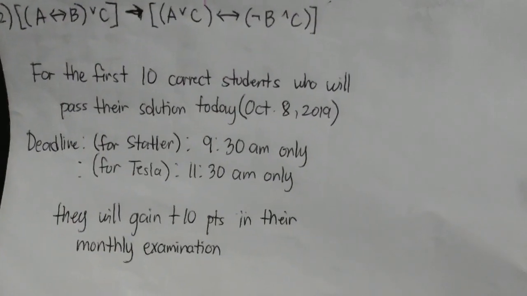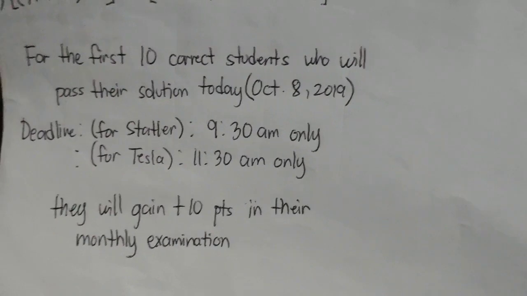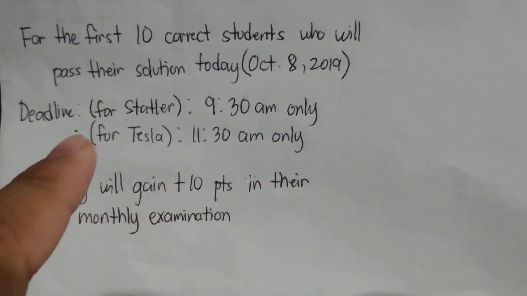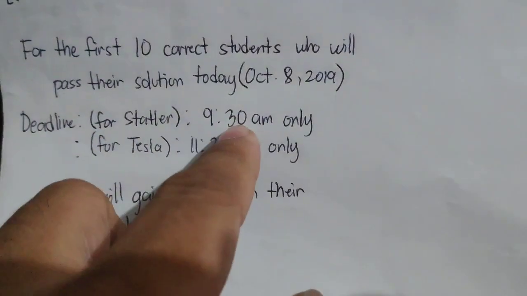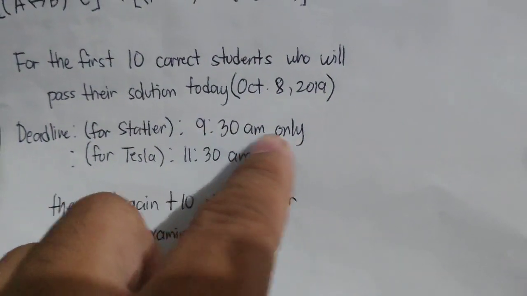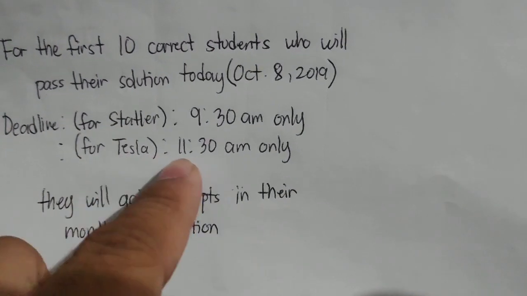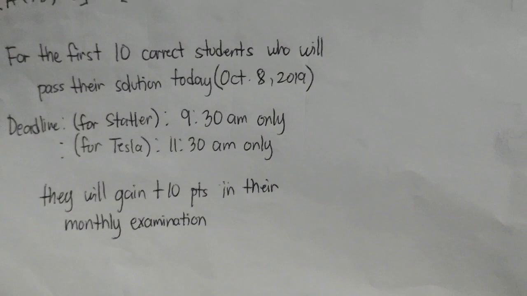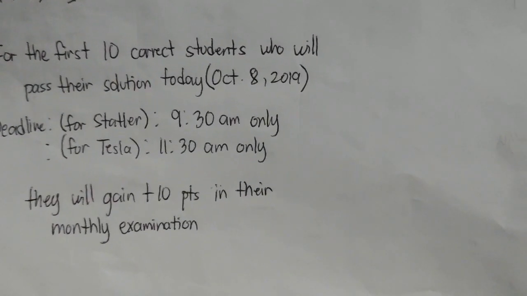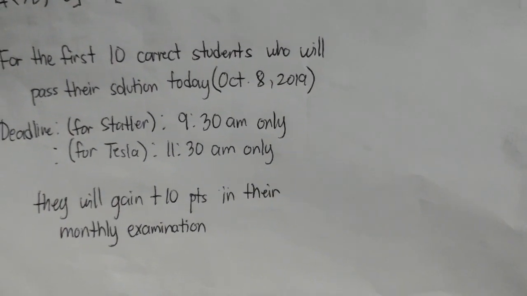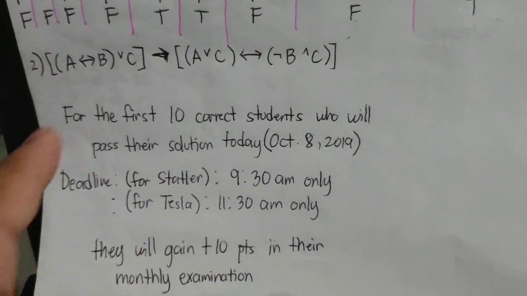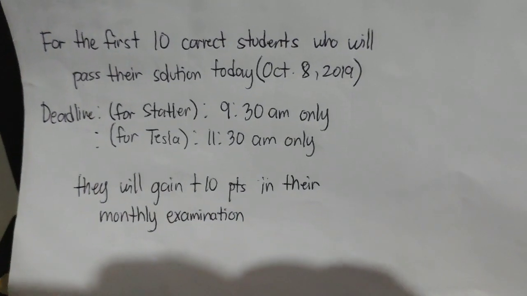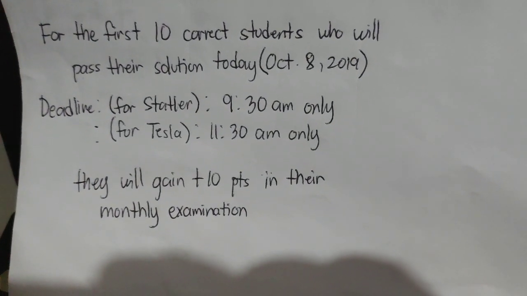For the first 10 correct students who will pass their solution today, October 8, 2019, you have a deadline. For Statler, you have only until 9:30 a.m. to pass, and for Tesla, you have only until 11:30 a.m. For those first 10 students who get the correct answer for the proving for number 2, you will have plus 10 points in your last monthly examination.